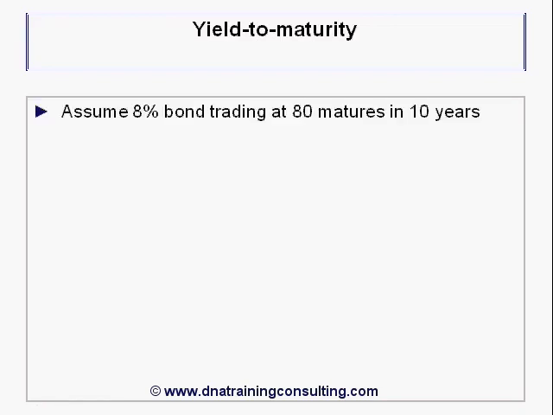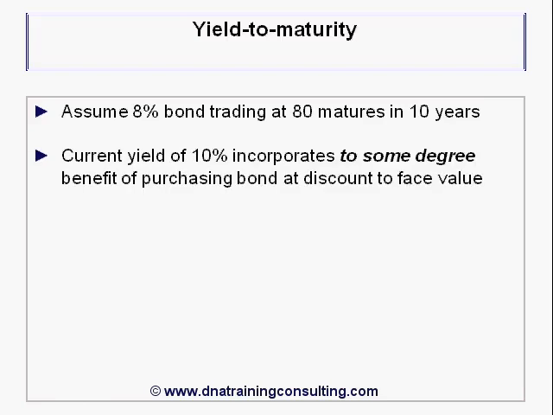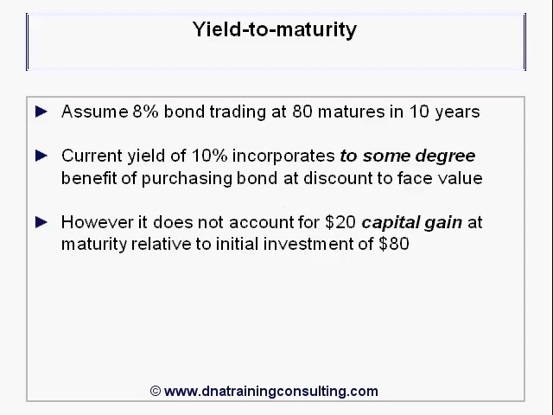A more difficult concept is that of yield to maturity. Returning to the example of the 8% bond trading at 80, we now assume this bond matures in 10 years exactly. The 10% current yield, while incorporating to some degree the benefit of purchasing the bond at a discount to its face value, does not account for the $20 of additional capital gain at maturity relative to the initial investment of 80.